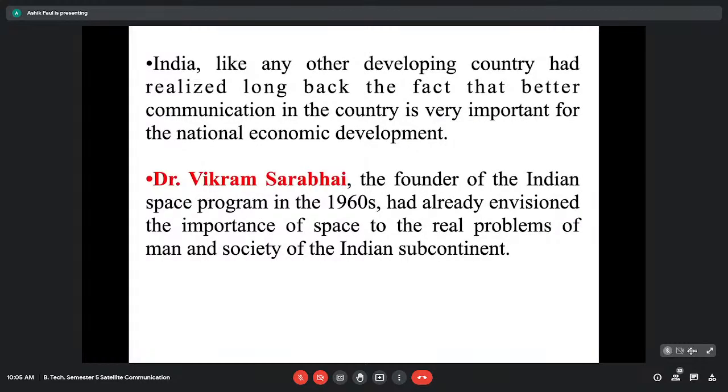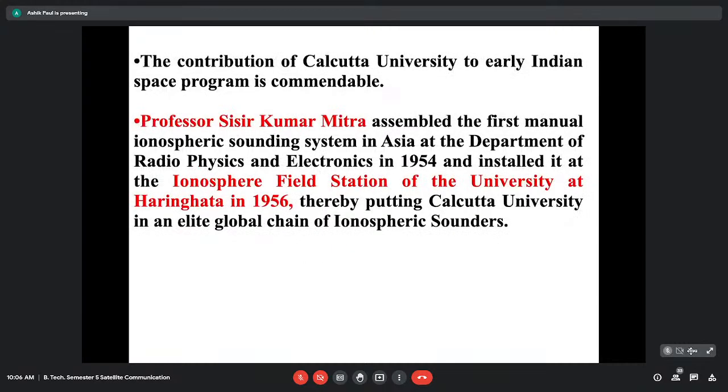But you should also be aware of the fact that long before Dr. Vikram Sarabhai, the founder of our department, late Professor Shishir Kumar Mitra, after whom the departmental building is named Shishir Mitra Bhavan, had started experimental radio wave propagation in the 1920s and 1930s. Thereafter, he was also active in indigenous development of ionospheric sounding systems and high power transmitters.